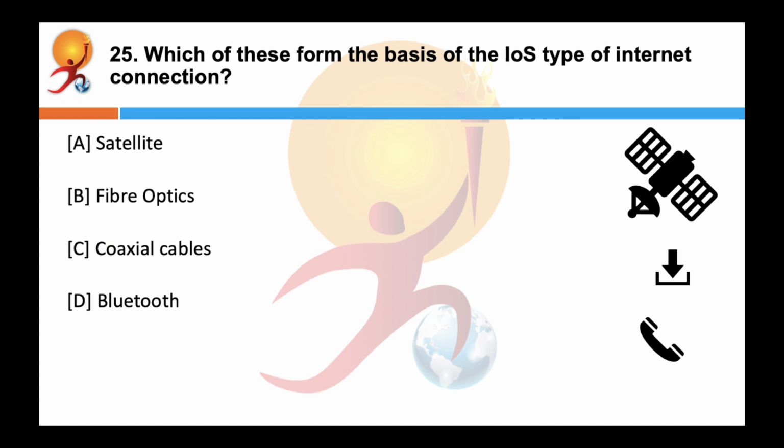Which of these forms the basis of the IoS type of internet connection? Correct answer is A. A satellite. IoS stands for Internet over Satellite. It allows the user to access the internet via a satellite that orbits the Earth.